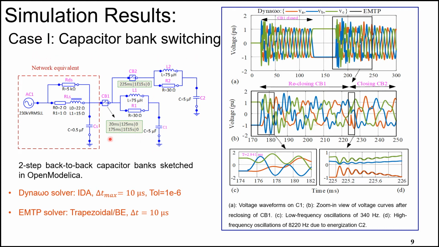This is the schematic of a two-step back-to-back capacitor bank sketched in OpenModelica. These are the opening and closing times of CB1 and CB2. Here are the properties and parameters of the solvers in Dynaωo and EMTP. On the right side, we can see the voltage waveform across C1. We can see both high frequency and low frequency transients. In all cases, we can see an excellent agreement between results obtained by Dynaωo and EMTP.